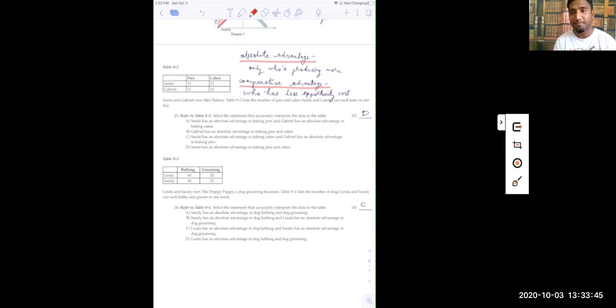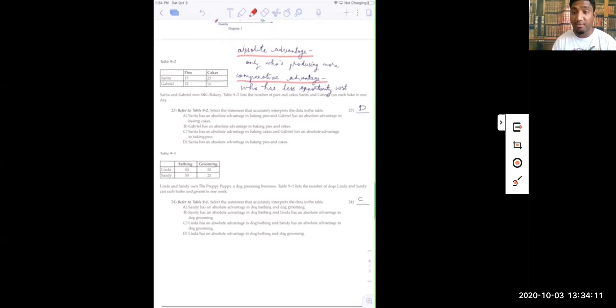For example, for producing one more apple, if you have to give up two oranges, and suppose for producing one more apple your neighbor has to give up only one orange, it means that your neighbor's opportunity cost is less than yours. So your neighbor has a comparative advantage. So that's the difference between comparative and absolute advantage. In absolute advantage, you're just looking at who is producing more in the given amount of resources.